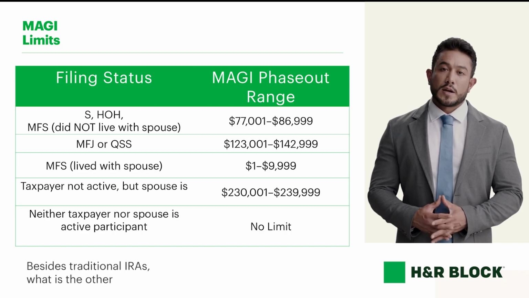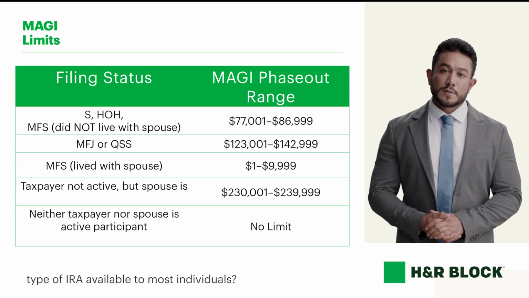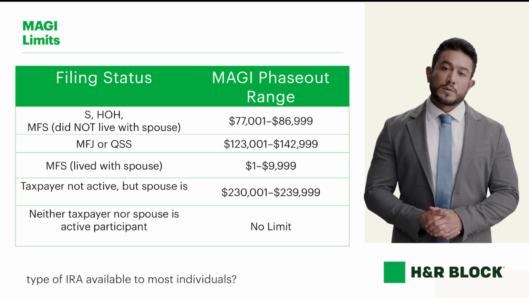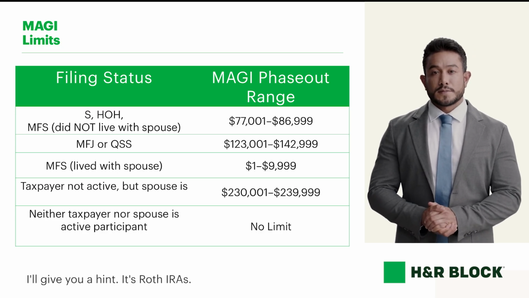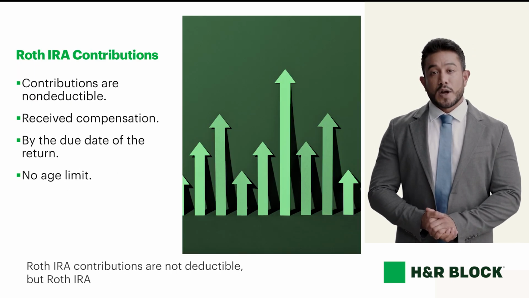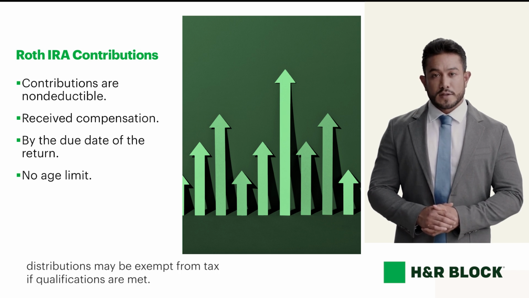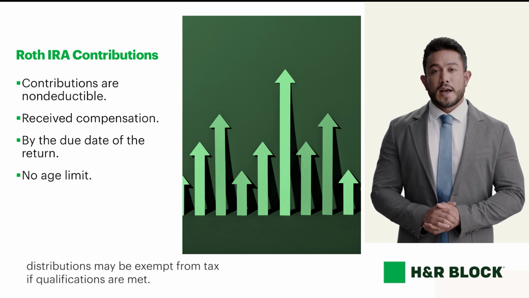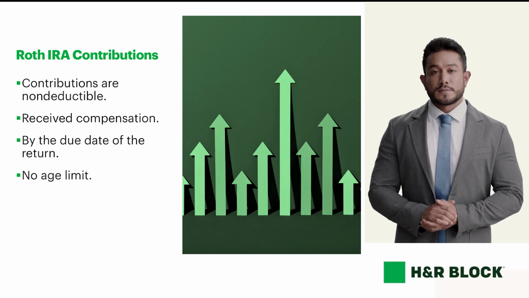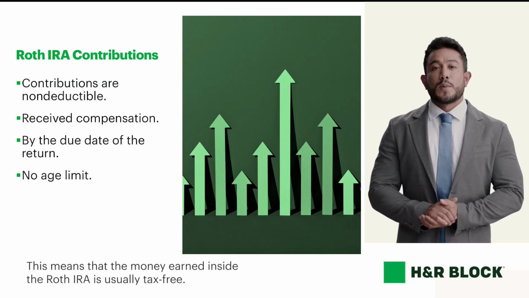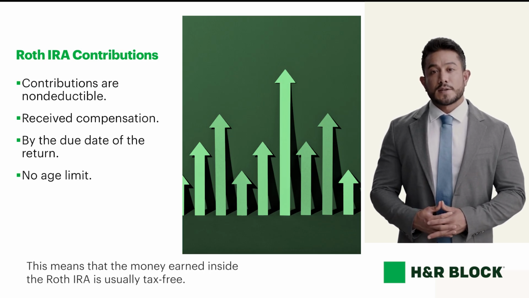Besides traditional IRAs, what is the other type of IRA available to most individuals? I'll give you a hint. It's Roth IRAs. Roth IRA contributions are not deductible, but Roth IRA distributions may be exempt from tax if qualifications are met. This means that the money earned inside the Roth IRA is usually tax-free.